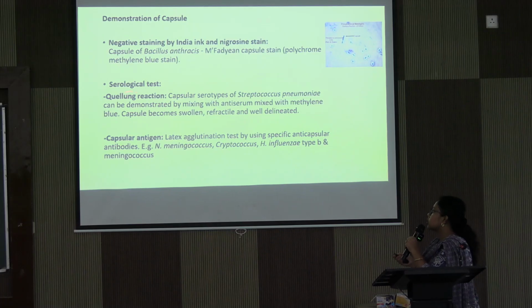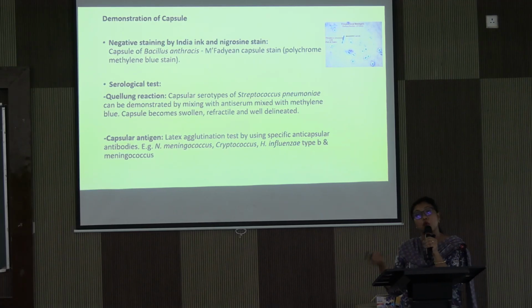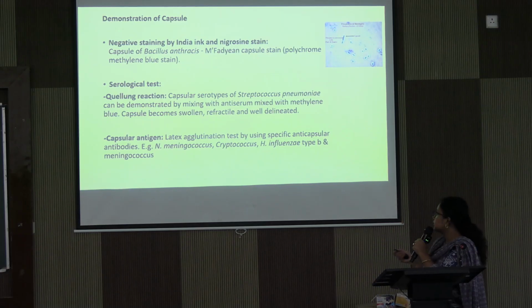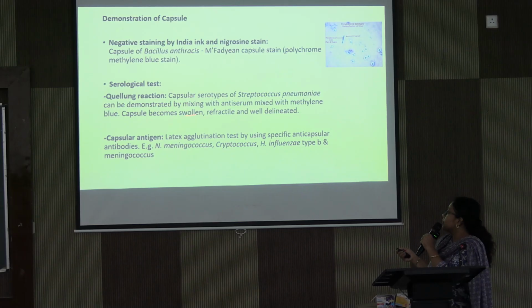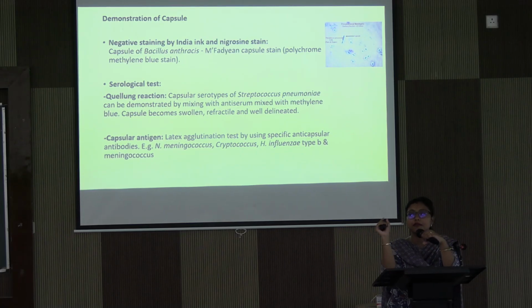Next, serological test. This is the Quellung reaction. This is done for visualizing the capsule of Streptococcus pneumoniae. You should know, at least you have to mention the name. We mix the antisera of Streptococcus pneumoniae with methylene blue stain. When this is mixed with antiserum and the colonies are placed in it, the capsule will swell up and give the illusion of a round structure, which we call the Quellung reaction. So it's an illusion.